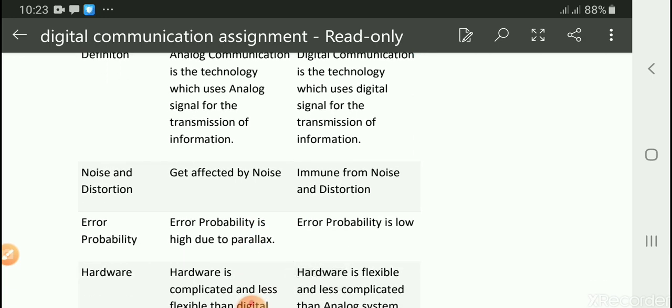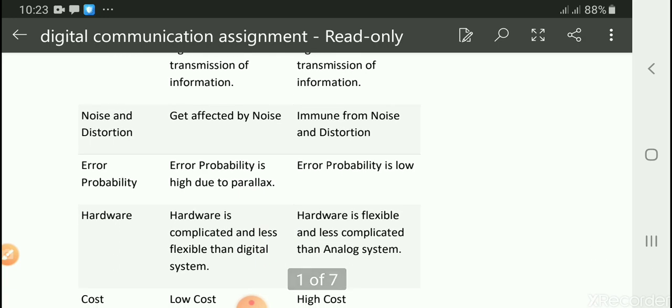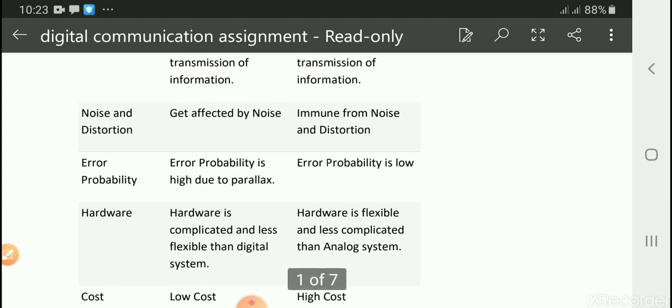Second point, noise and distortion. In analog communication system, it gets affected by noise. In digital communication, it is not affected by noise. Third point, error probability. Error probability is high due to parallax. Error probability is low in case of digital communication system.